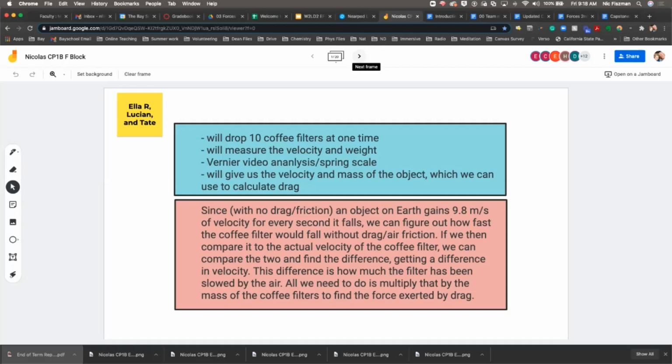Not everything is really explained here, like why newtons per kilogram is equivalent to meters per second squared. But we're trying to measure how fast the coffee filter would fall if there was no air, and then compare that to how fast it's falling if there is air resistance, and then find out how much force the air has to exert on the coffee filter to slow it down by that much. Okay.